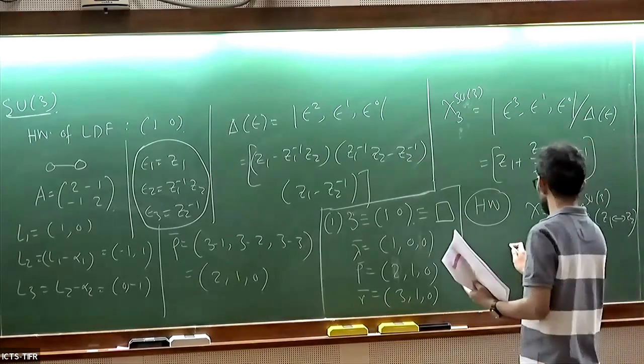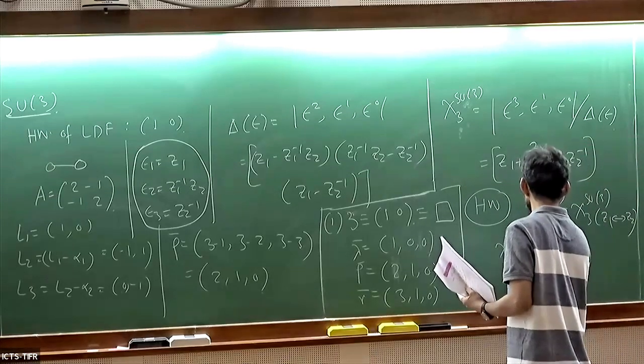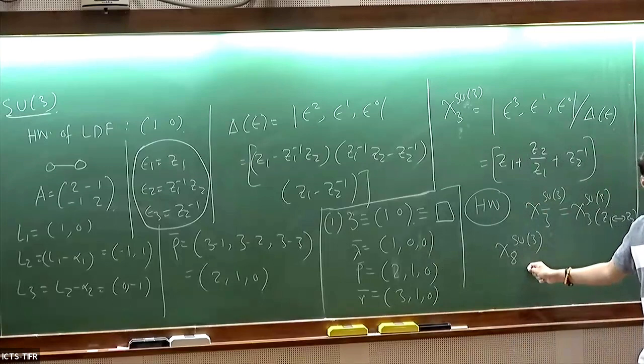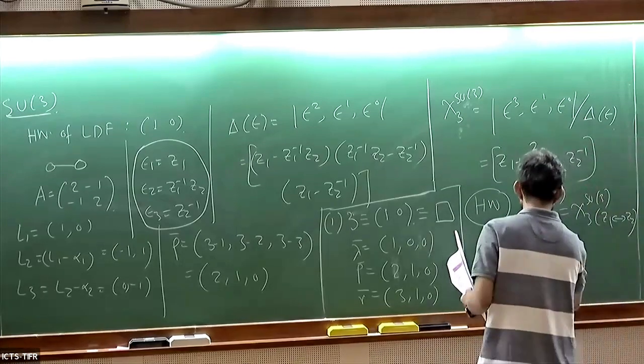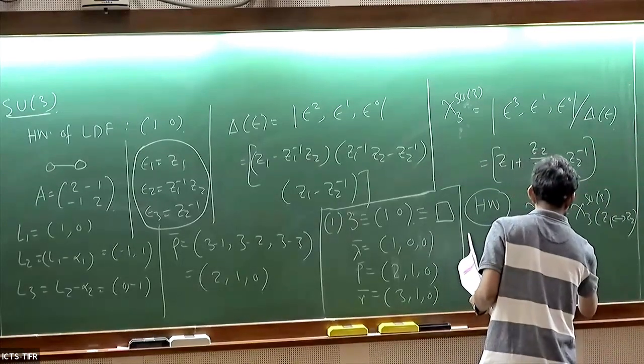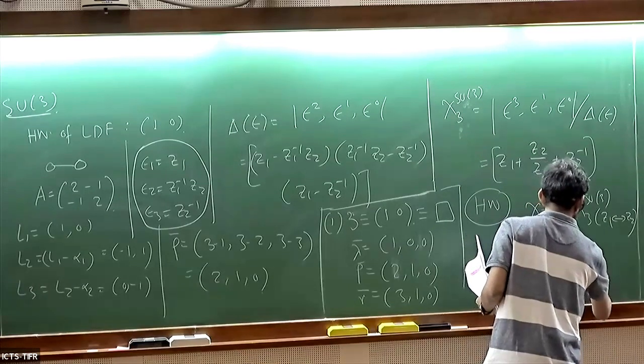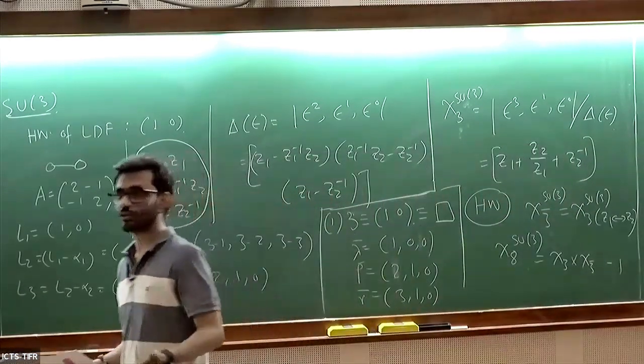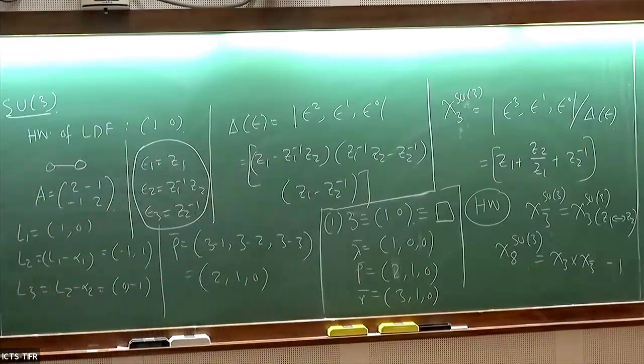And then you calculate the character for the adjoint representation of SU3, okay? And then you cross-check that this is actually chi3 times chi3 bar minus 1, because that's what you expect, right? 3 cross 3 bar is 8 plus 1 in SU3, so that should be reflected here as well. Okay, up to this part any question?